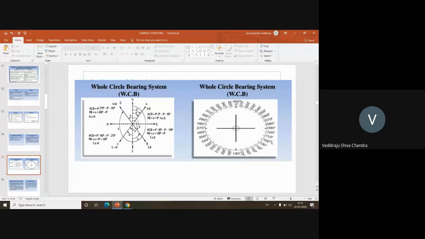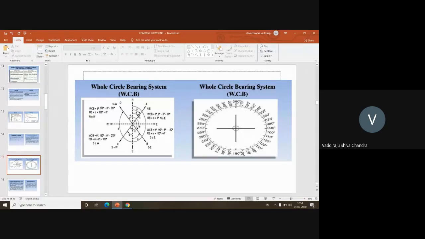So in the whole circle bearing system, it is represented in the form of 0 to 360 degrees. If I want to measure the bearing of a given line, see in the first figure, the center point is O. I have 4 lines: OA, OB, OC, OD. These are 4 survey lines which I am measuring by establishing my instrument at point O, the center point here. In the whole circle bearing system, we need to measure the direction of any of these lines OA, OB, OC, OD with respect to the north direction only. So here theta, the value for OA, is from this north to this point.